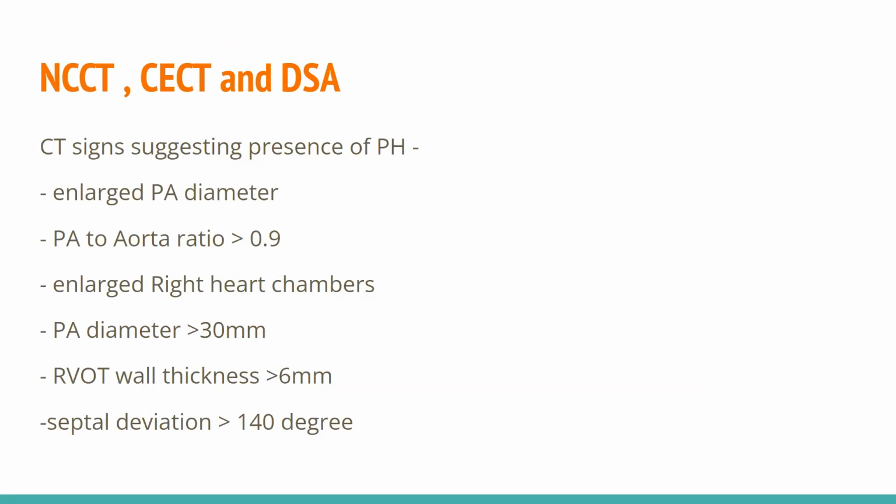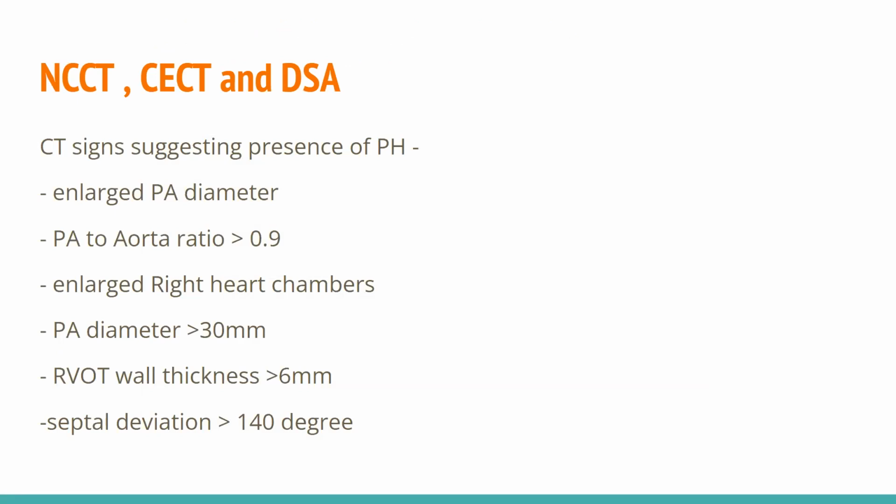Then comes a word on RV measurements. Basically, RV TAPSE, right ventricular fractional area change, RV free wall strain. Then tricuspid annulus velocity can be calculated. Right ventricular ejection fraction has to be calculated.